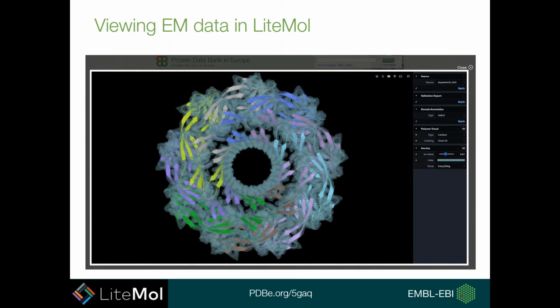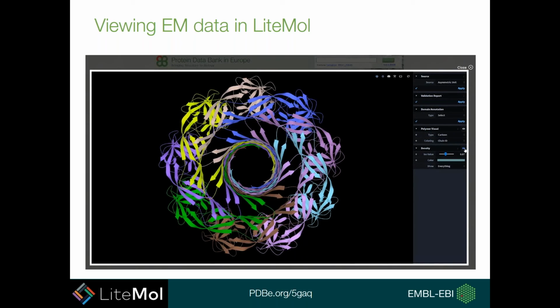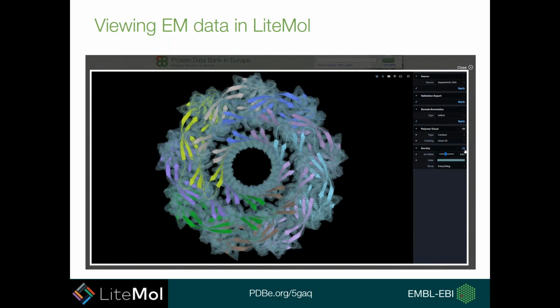There are also a number of extra controls you can add on the right-hand side. For instance, if you wanted to apply a validation report, you could do this using this button here. If you want to control the density or maybe turn off the map, you can do this using the I button. There's also the option to change the view of the polymer as well.